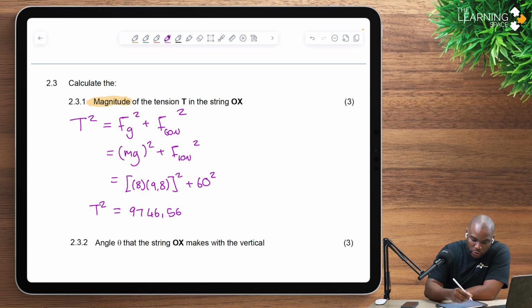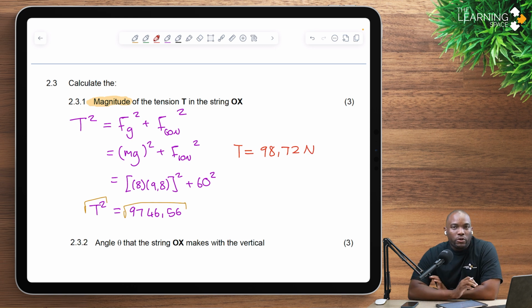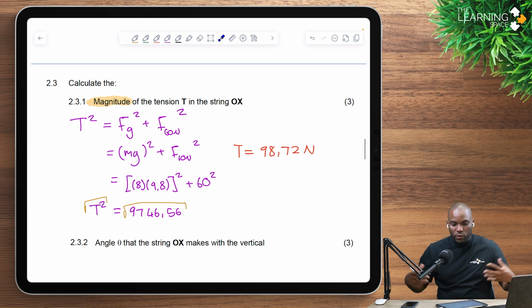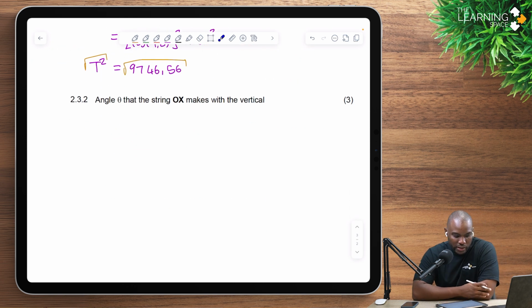So in square rooting both sides of this equation, we'll square root there and square root there. Our final answer, what we will find is that tension T will be equal to 98.72 newtons. I don't need to give a direction because they simply asked for the magnitude, not the direction, of the force of tension. Next question, 2.3.2 says, calculate the angle theta that the string OX makes with the vertical.